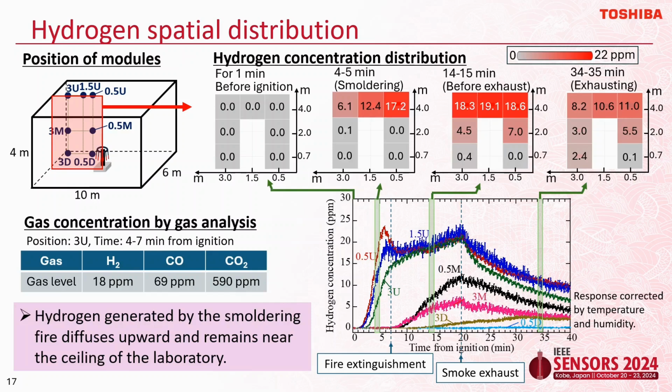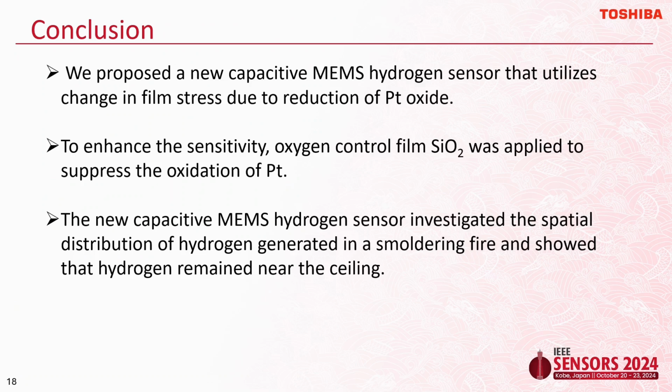The gas chromatography analysis indicated 80 ppm hydrogen, which agrees well with the response of the 3U hydrogen sensor. This concludes my talk. Thank you very much.